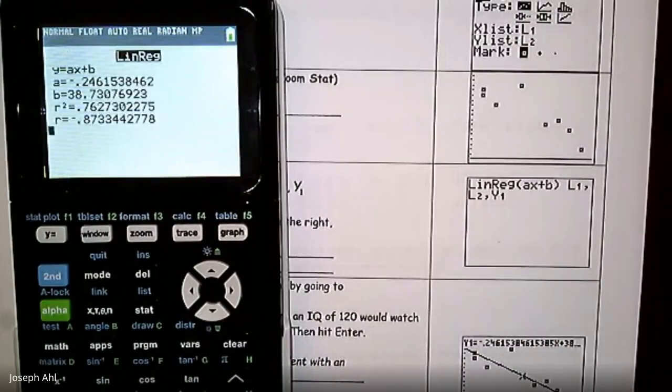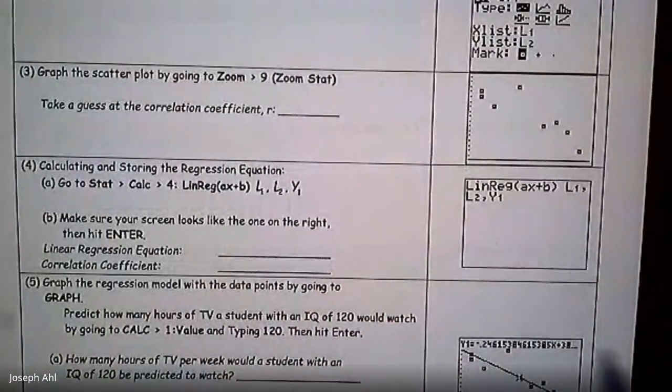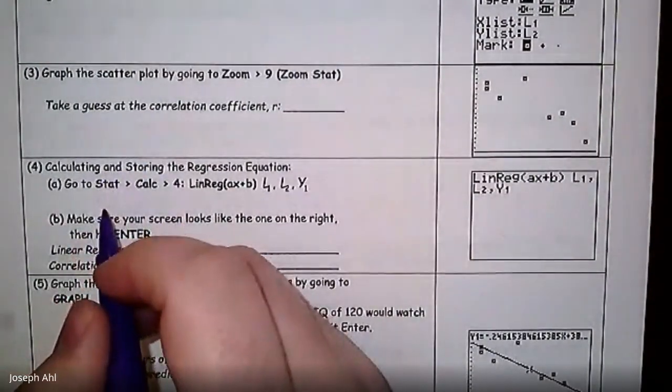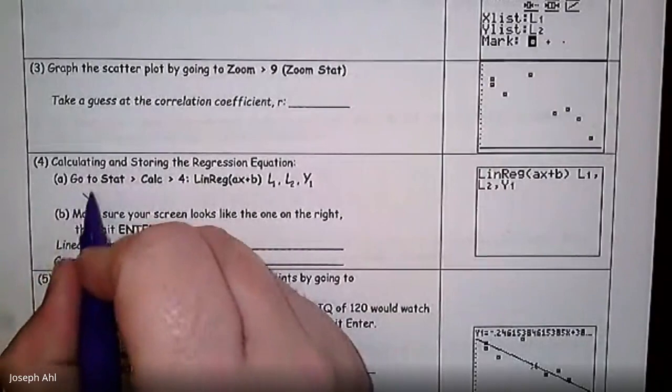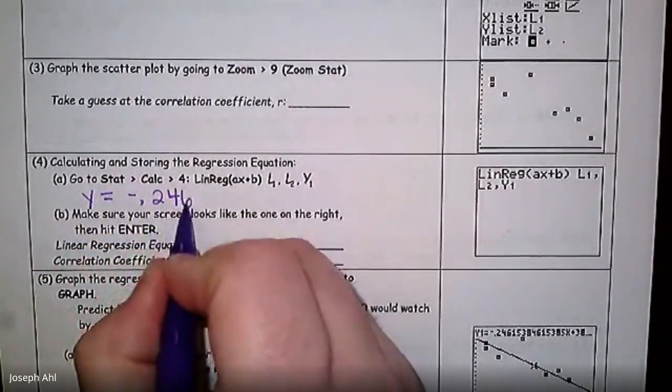So hit calculate. Here's what I wound up getting for the line of best fit. And I think it said to round above to maybe 3 decimal places. Is that what it said? To the nearest 1,000. Okay. So the linear regression equation, correlation coefficient, we're going to do that part in a second. But I'm going to say for part A here that we get y equals negative 0.246 x, right?